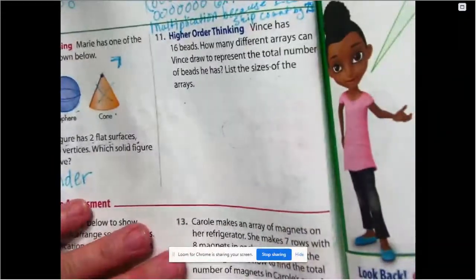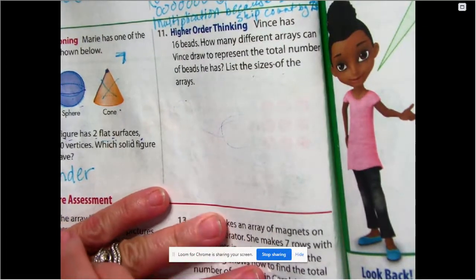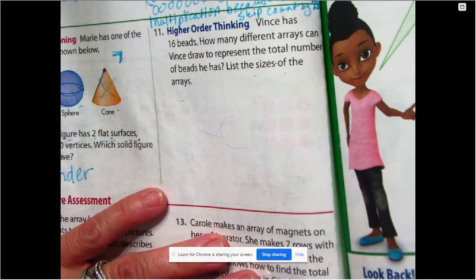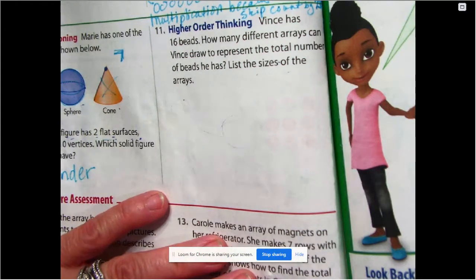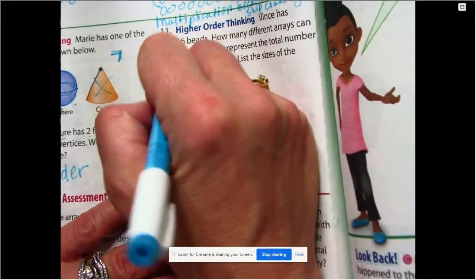All right, we're going to go to number 11. Vince has 16 beads. How many different arrays can Vince draw to represent the total number of beads he has? List the sizes of the arrays. Okay, so 16 is an even number, which means I can do 1 group, 2 group.